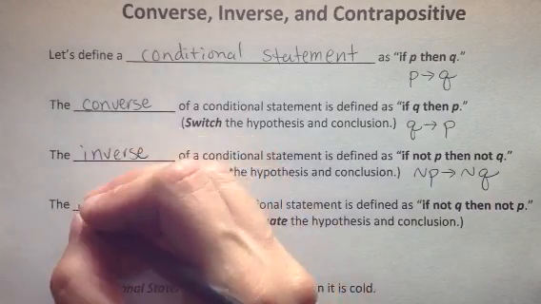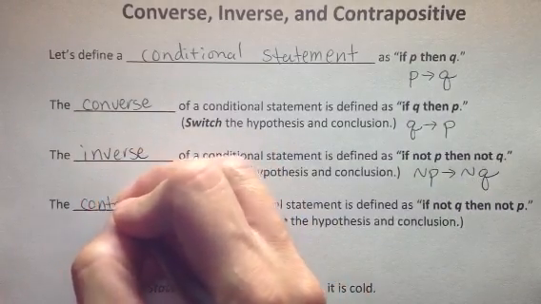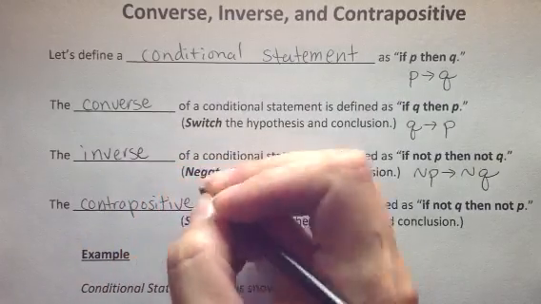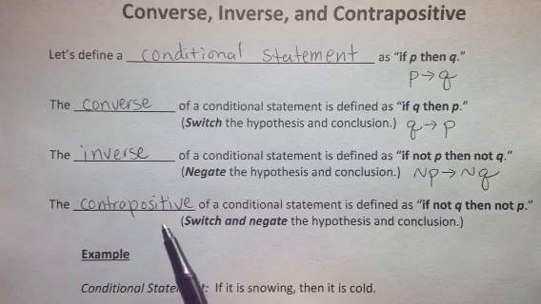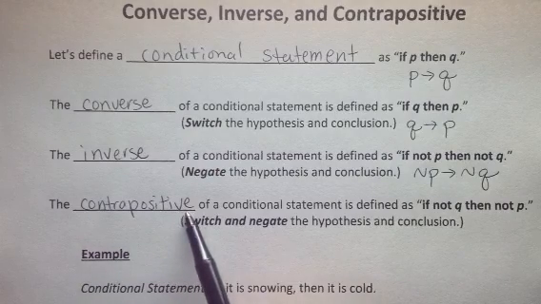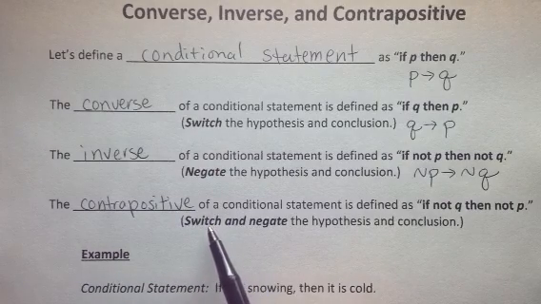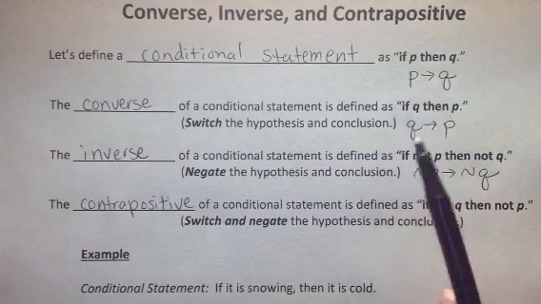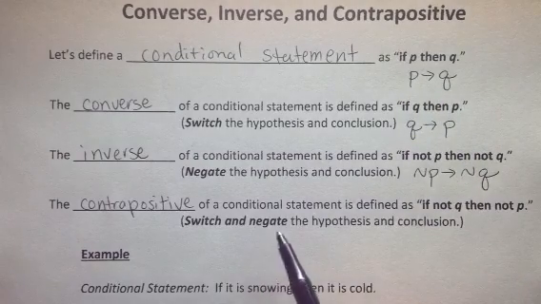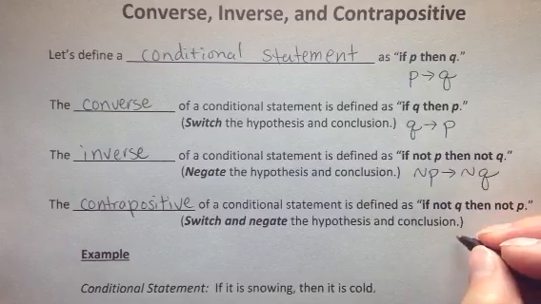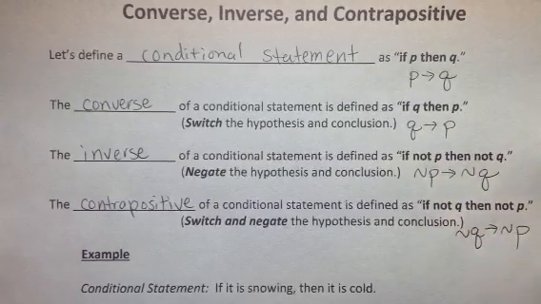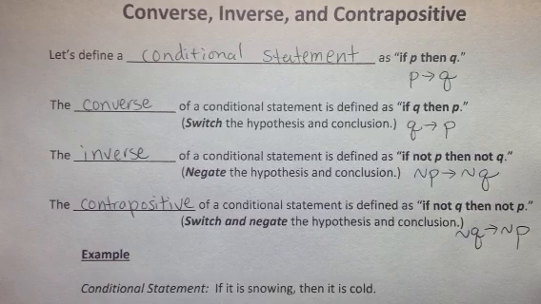And then the last one is the contrapositive. For me, that was always the easiest one to remember because it was the longest word, and I do the most work. I'm going to both switch, so we're going to go backwards this way, and negate. So it's going to become if not Q, then not P. Now let's look at a concrete example.